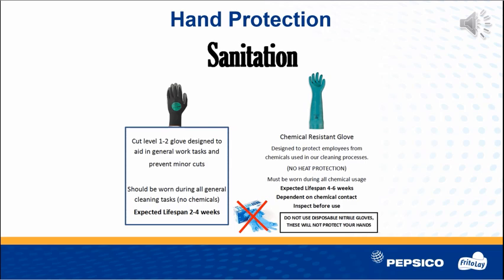A chemical resistant glove designed to protect employees from chemicals used in our cleaning processes. No heat protection. Must be worn during all chemical usage. The expected lifespan is 4 to 6 weeks, dependent on chemical contact. Please be sure to inspect before each use. Do not use disposable nitrile gloves. They will not protect your hands.